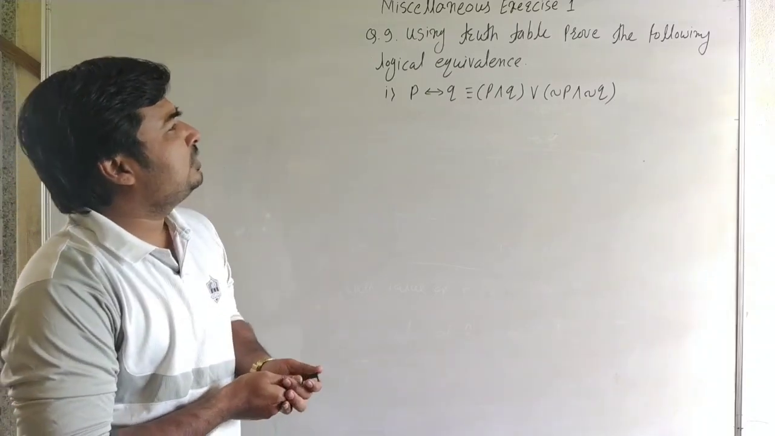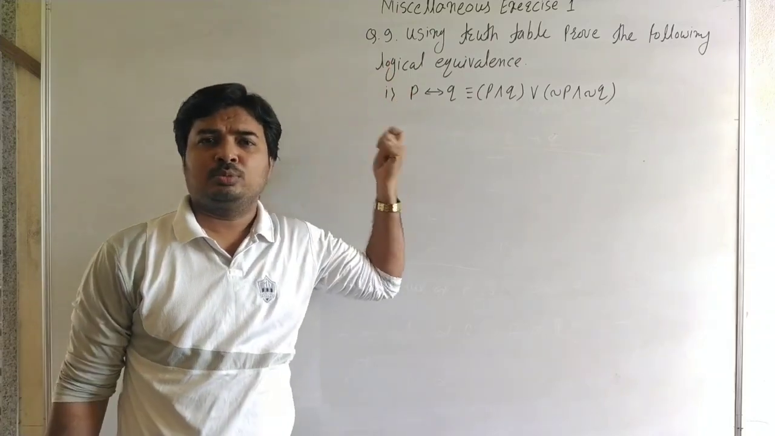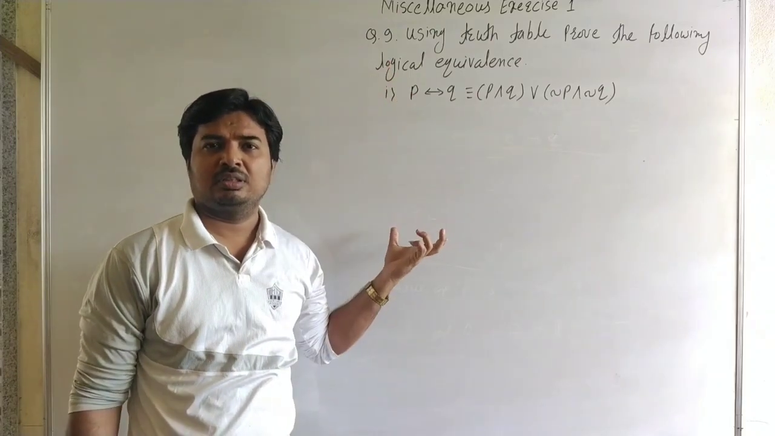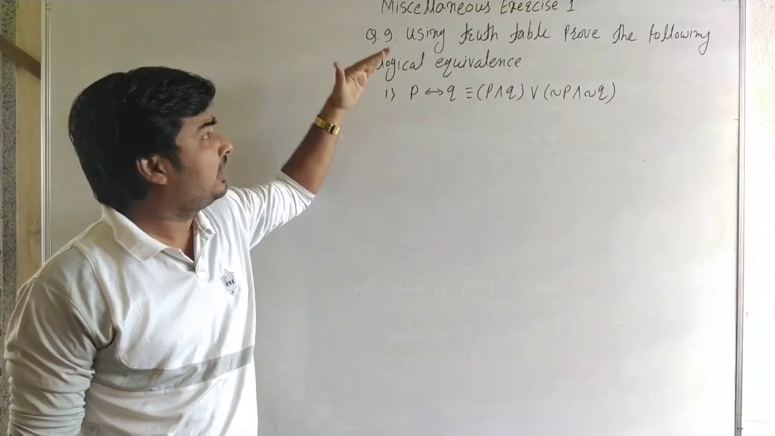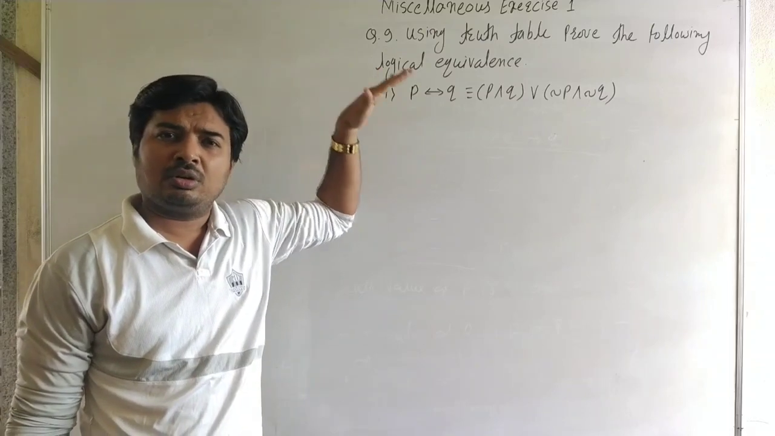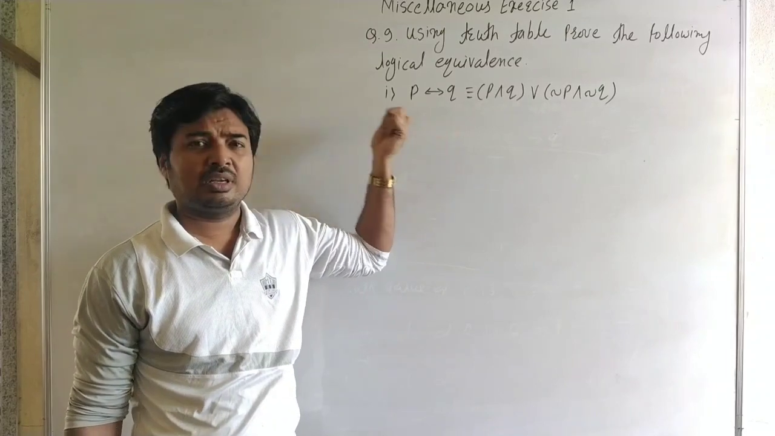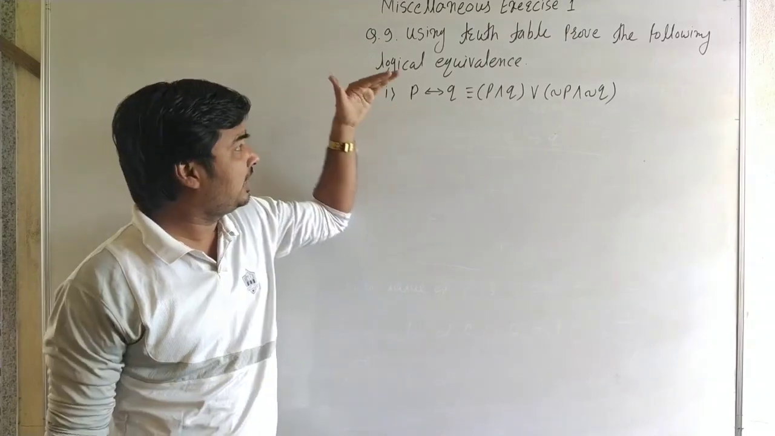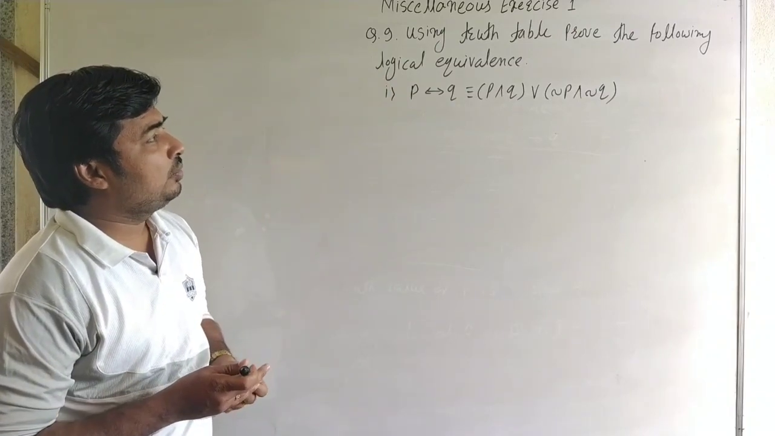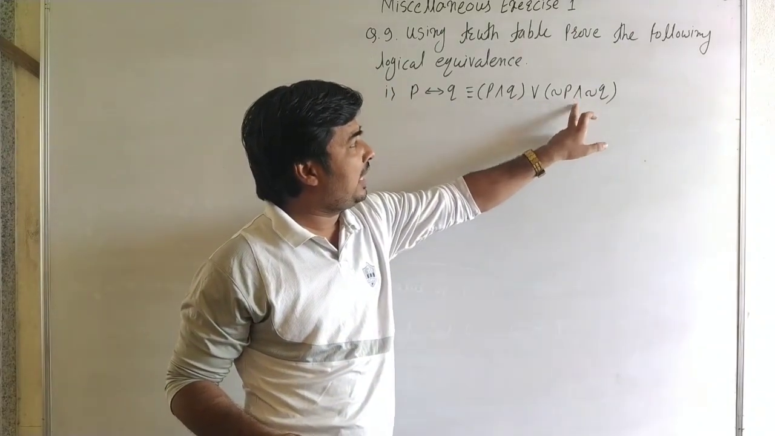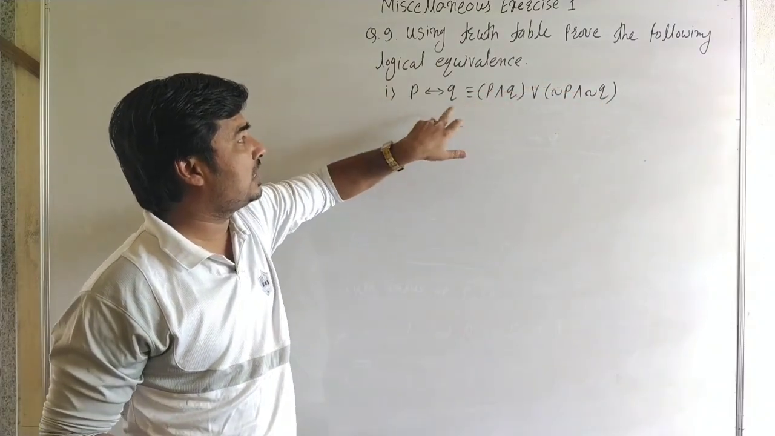Now the next example: using the truth table, prove the following logical equivalence. Such types of examples we have already seen in lecture number 9, that is, logical equivalence. Here in the miscellaneous exercise we recall all the concepts in this chapter and see examples like those we already saw. Here it is P double implies Q is equal to (P and Q) or (negation P and negation Q). By using a truth table we want to show that these two statements are equal.